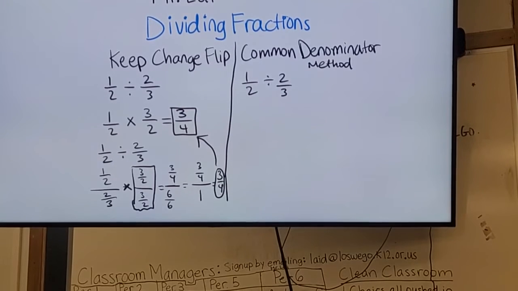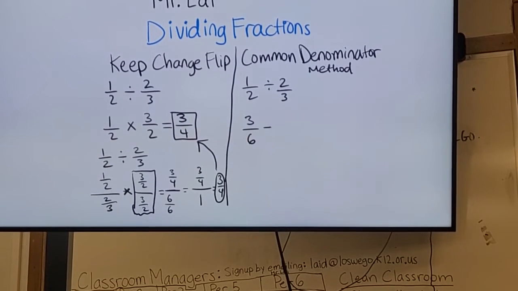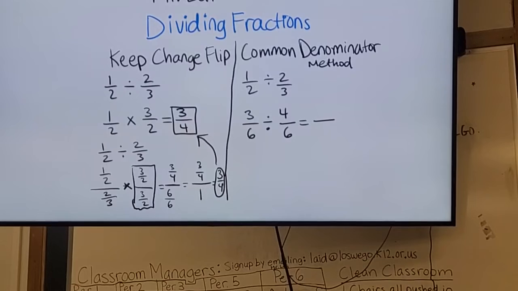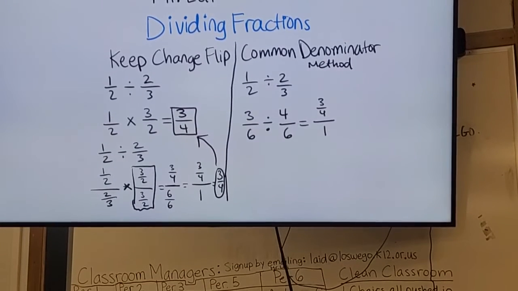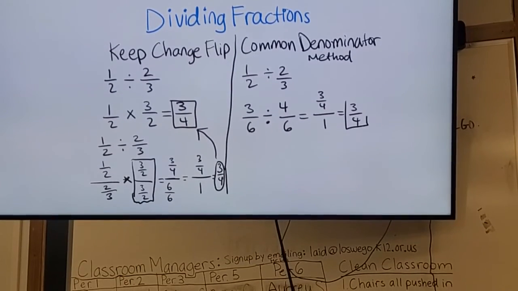So let's find a common denominator. 2 and 3, those both fit into 6. So we can turn 1/2 into 3/6, and we can turn 2/3 into 4/6. Now you just divide across. 6 divided by 6 is 1. 3 divided by 4 is 3/4. 3/4 over 1 is just the same thing as 3/4, and that is our answer.